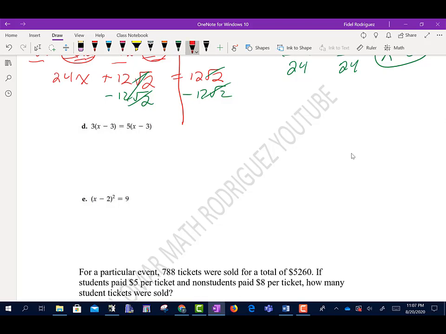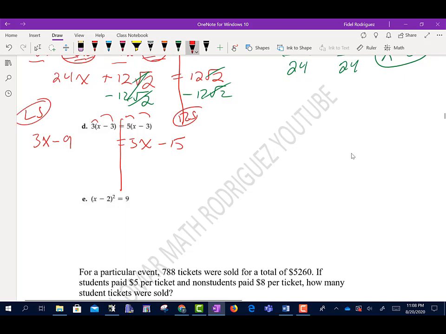Alrighty. So let's continue with this here. 3x minus 9 equals 5x minus 15. Okay. Remember we said left side, right side.